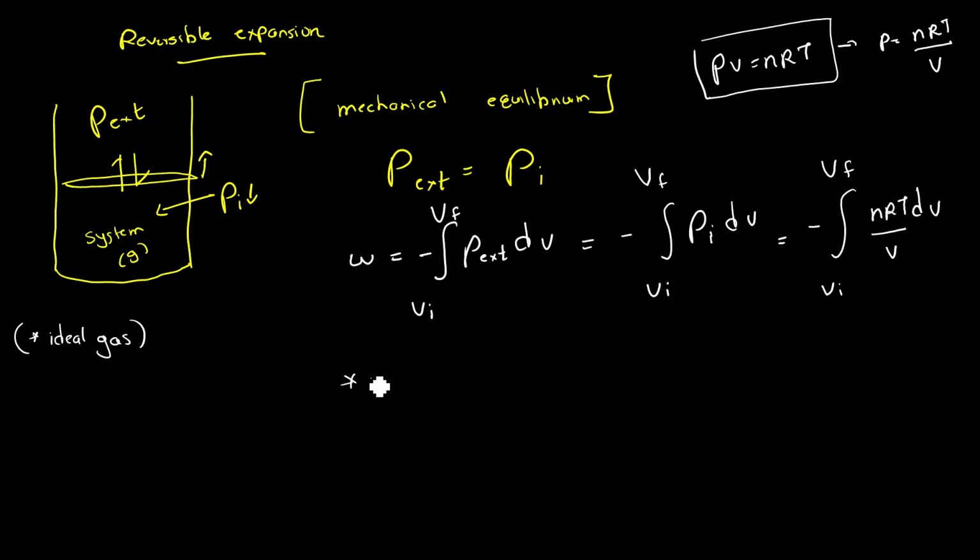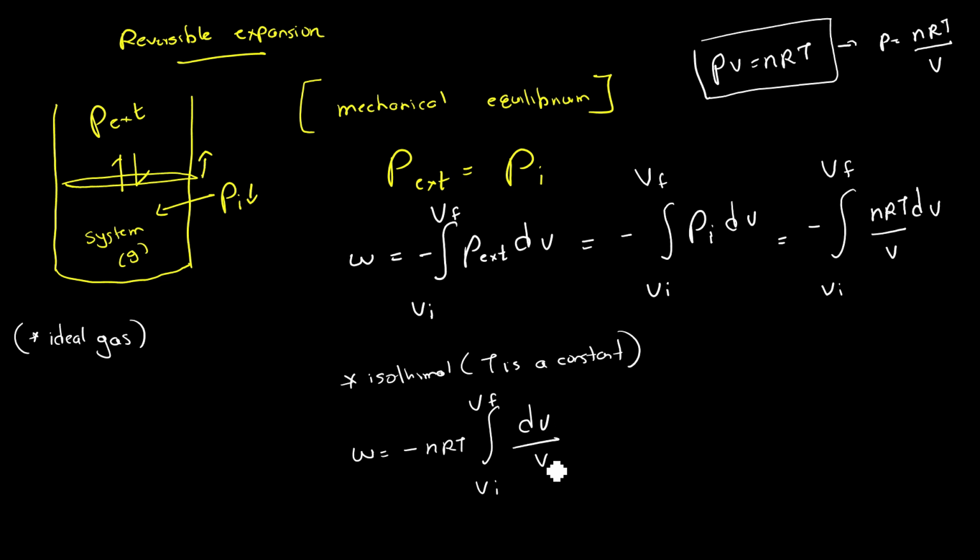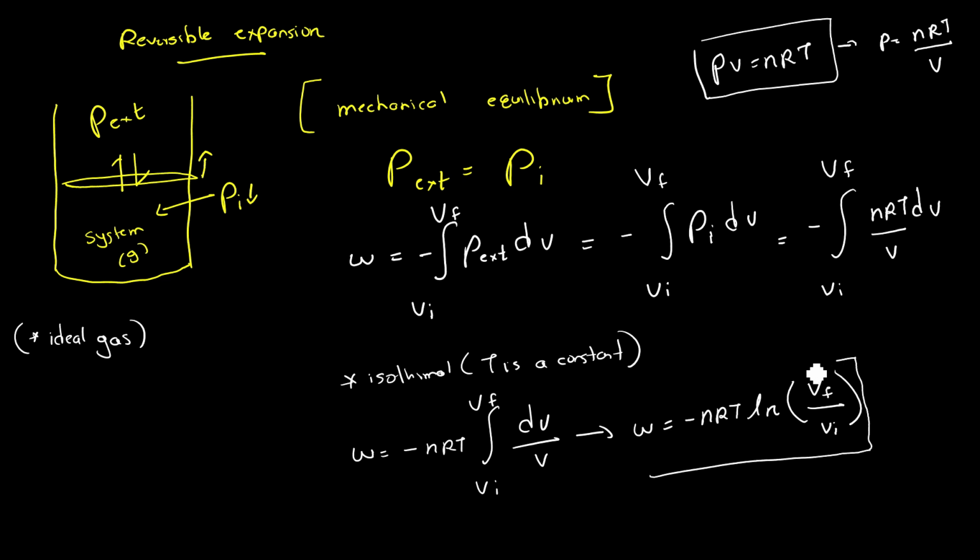If we look at an isothermal system, where T is a constant, we can take these three terms out of the integral: nRT, integral from Vi to Vf, and we have dV over V. If you remember these integrals, I'm not going to talk much about them. Just know that when you integrate this, you will have your equation like this: W equals negative nRT ln of Vf over Vi. This is our final equation for the reversible case. This is the reversible expansion.